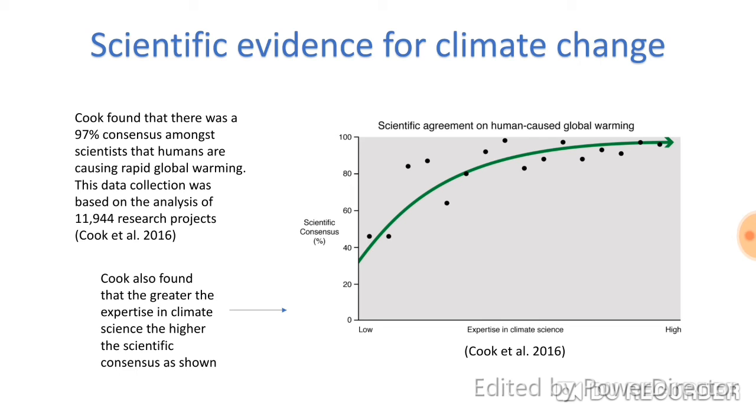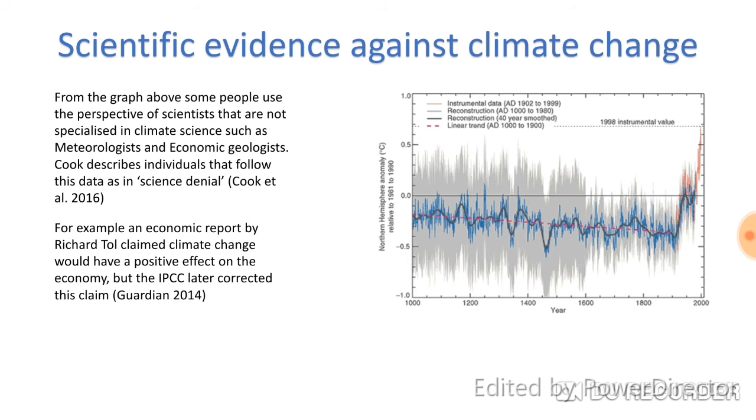Importantly, in Cook's data collection, he found that the greater the expertise in climate science, the higher the scientific consensus, as shown. This implies that the more people understand and know about this topic, the more likely they are to agree that climate change is induced by mankind. However, some scientists believe that climate change is not happening and they have evidence to the contrary.